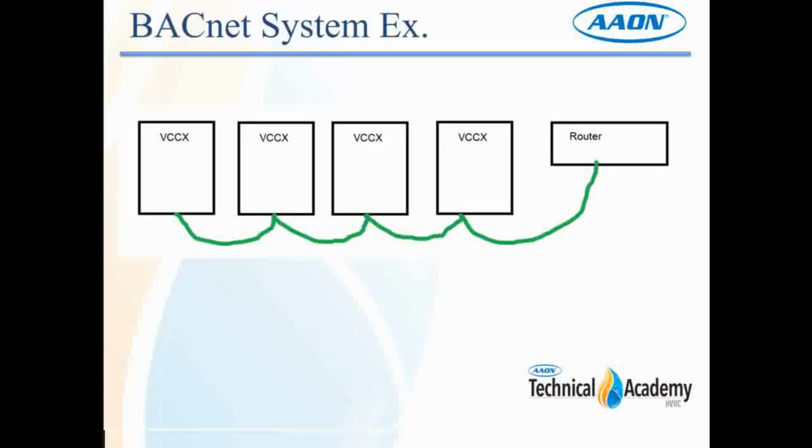So let's go over what we just talked about here. We've got a loop here of 4 VCCX controllers and a router. We're going to set up the MAC addresses for those controllers starting at 0 and go through 3: 0, 1, 2, and 3. Then we're going to set the router to 4, the next one in line. Remember, the VCCX controllers have a max master setting hard-coded to 127. However, the router is adjustable, so we're going to set that max master setting in the router to 4. Why we recommend this is it will make your communications as efficient as possible.